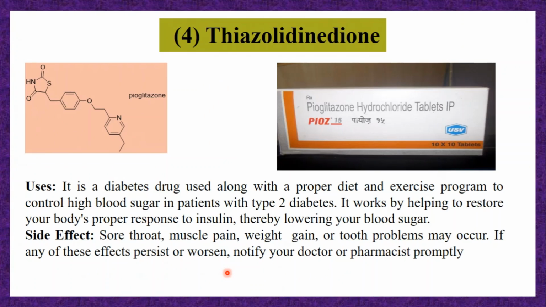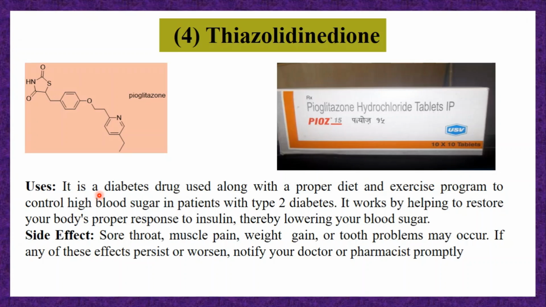In the next slide, the thiazolidinedione derivative, which has this thiazolidinedione moiety. An example of this thiazolidinedione derivative is pioglitazone. This is the structure of pioglitazone, and this is the box of pioglitazone hydrochloride tablet, available in its salt form. The use is, it is a diabetes drug used along with proper diet and exercise program to control high blood sugar in patients with type 2 diabetes. It works by helping to restore your body's proper response to insulin, thereby lowering your blood sugar.